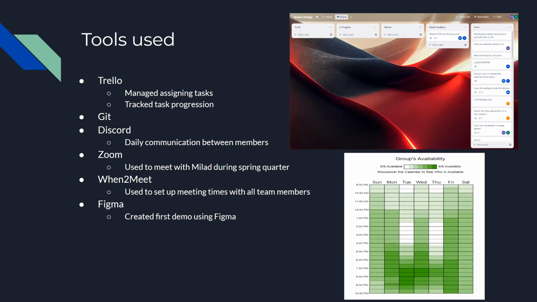Now let's talk about some of the tools we use to manage our project. We use Trello for assigning tasks to each member of the team and tracking task progression. We use Git for collaboration on development and version control. We use Discord for daily communication between members. We use Zoom for meeting with our advisor each quarter. We used When to Meet to set up meetings with our team members. And we used Figma, an interface design tool, to help design our first demo.